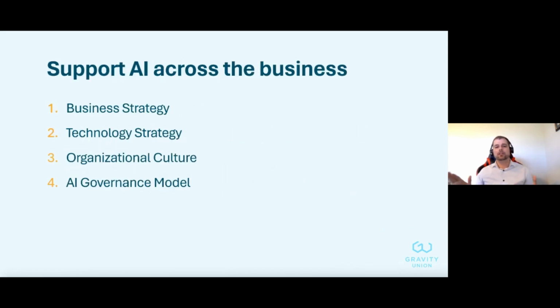So ultimately, whether you're using AI today, planning to use AI, or hoping to not use AI, you still need to start supporting AI across your business, from business strategy, technology strategy, and organizational culture, to ultimately designing an AI governance model. Maybe you don't want to buy and leverage all this Gen AI today, but you need to start making that clear. You need to start building that into your strategies and the culture of your organization: what the risks are, what the opportunities are, and what your plans are for AI.